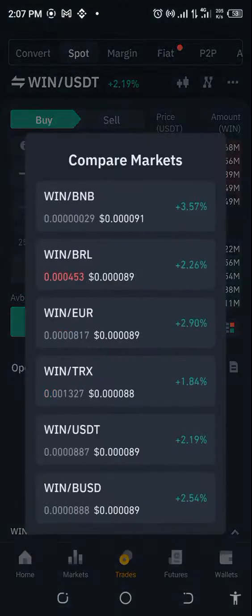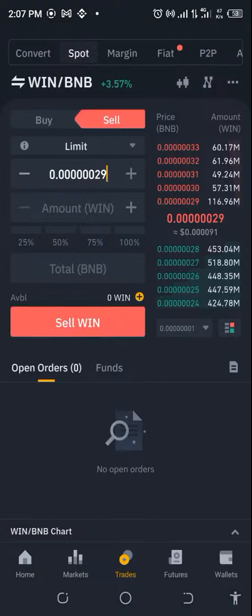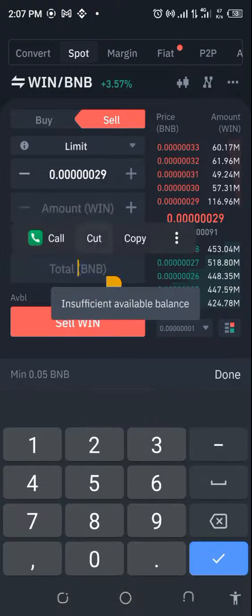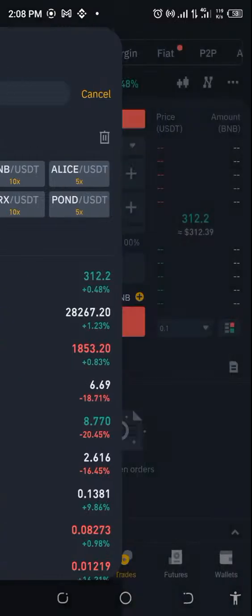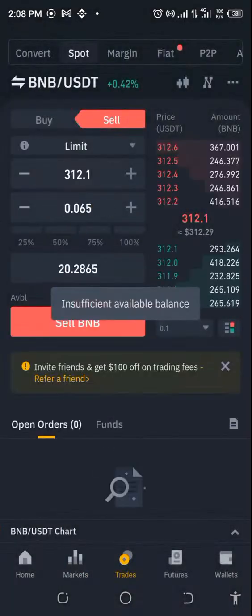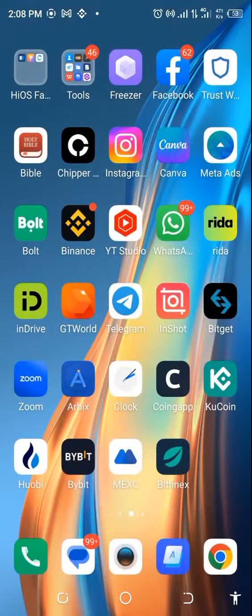So let's go over to the compare markets and try it out here. Sell to BNB, okay? And then we'll pick up what we have and go straight ahead and change that to BNB USDT. Okay, let's go ahead and do this. So we have 20.28. So that's about 1.4%. Is that 1.4%? Something in that range. Let me be sure. Yeah, that's 1.4%.